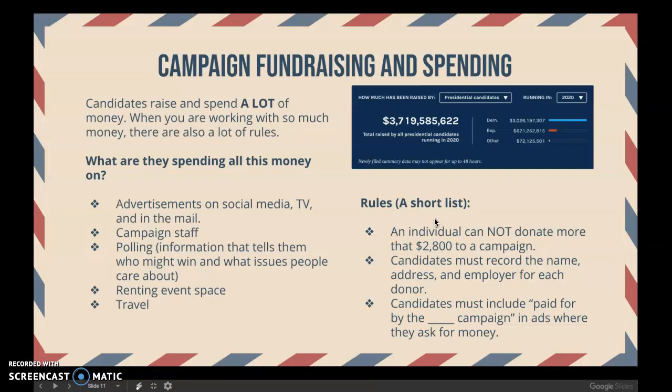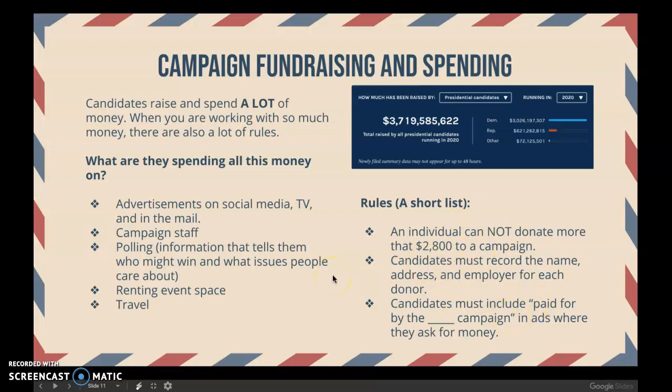Once candidates are nominated, and even before this, they do a lot of campaign fundraising. Campaigns cost a lot of money. The Obama election in 2008 was the first time a candidate spent more than $1 billion. That's a billion with a B, running for president. And they do lots of different things to raise that money. You can see a list of rules on the right over here.